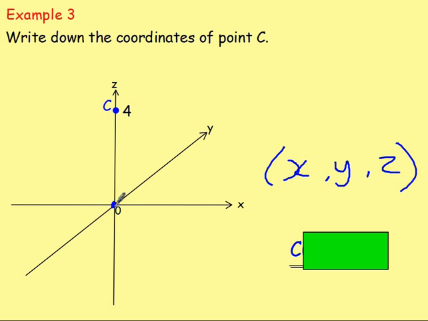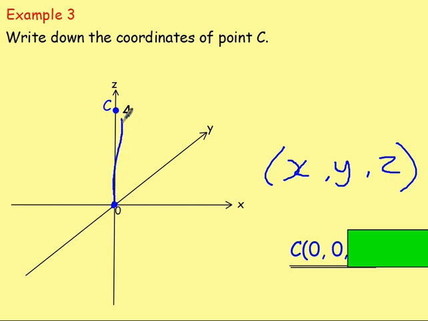So, to go from the origin up to point C, do we have to go along the x-axis? No, we don't. That would just be daft. Do we have to go back in the y-axis? If we're going from the origin up to here, do we have to come back at all? No, we don't. That would just be daft. So that would also be 0. And finally, how far up do we have to go? So we've not moved along the x-axis. We've not moved back in the y-axis. How far up do we have to go? Brilliant. You've got it. It is 4, which means then the coordinates of point C would be 0, 0, 4.